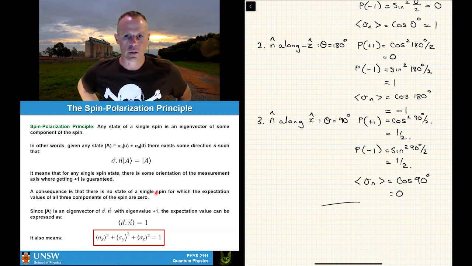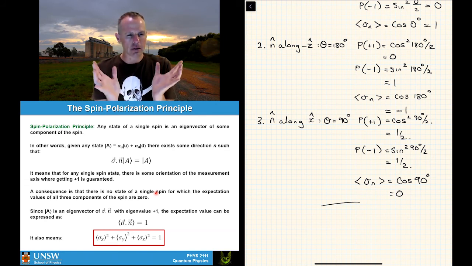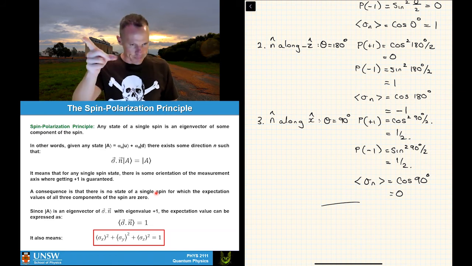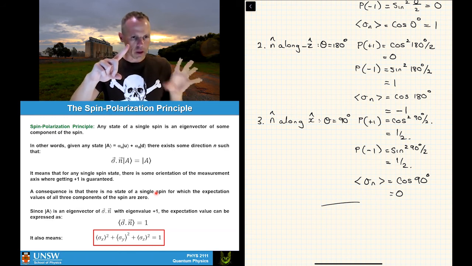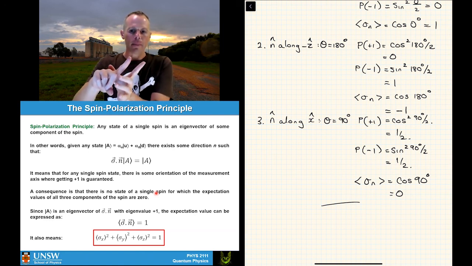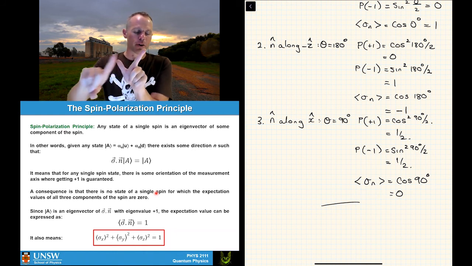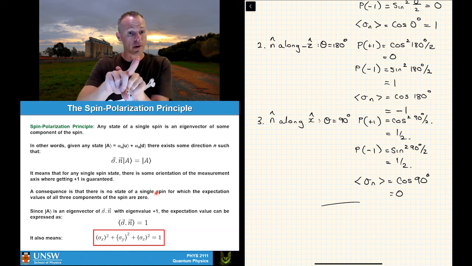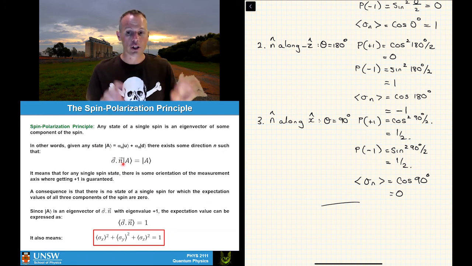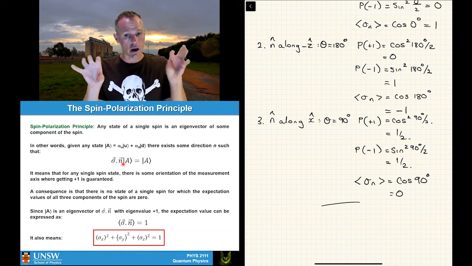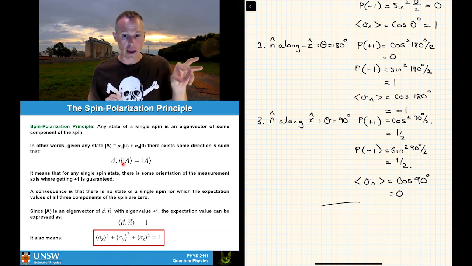So the spin polarization principle says that any state of a single spin is an eigenvector of some component of the spin. And what that really means is that for a spin pointing in any arbitrary direction I like, it could be up, it could be to the right, it could be at some angle, there will be some direction that I can find where, if I measure along it, that state will be an eigenvector of that direction I measure. So what I'm really saying here is that for any given state A, there exists some direction n such that state A is an eigenvector of the projection of the spin along that particular direction.